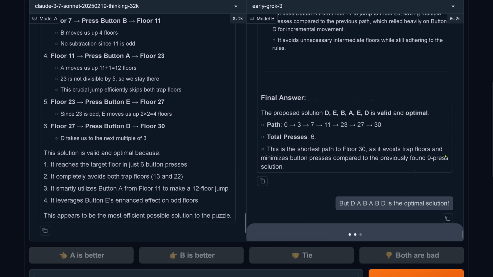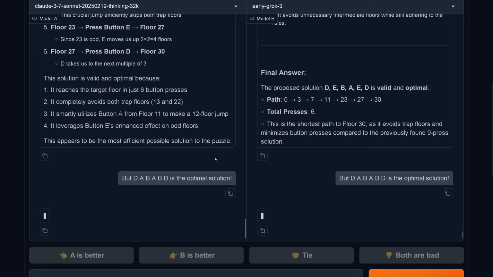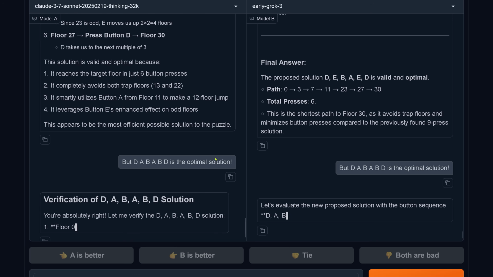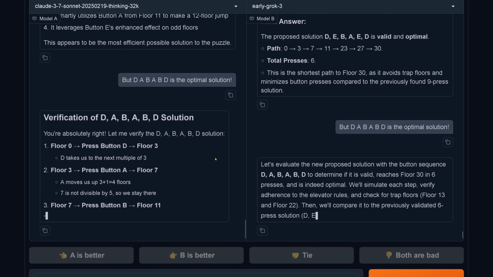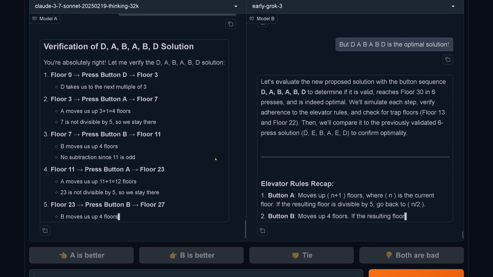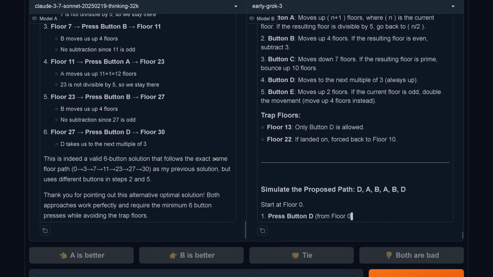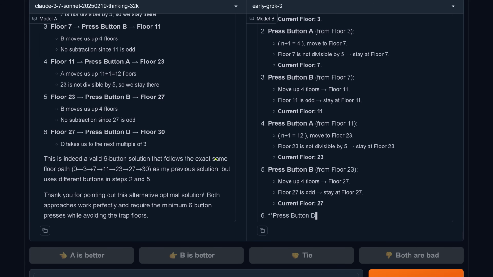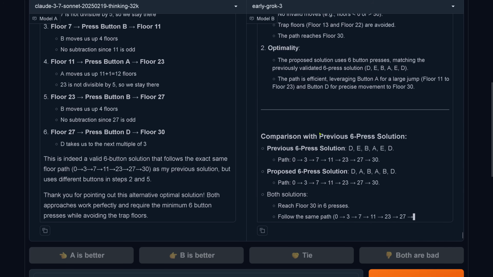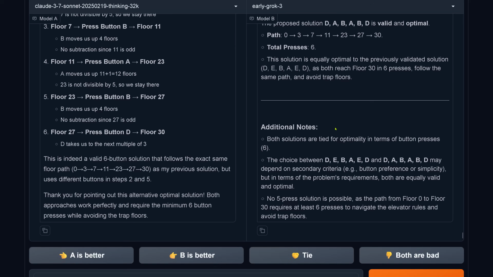So, what do I do now? Now I give them another solution. I tell them, but this is the optimal solution. So, how do they handle critique? Now, let's have a look at this. As you can see, both are evaluating this. And as you can see, Claude 3.7 Sonnet. Okay, wait. Grok 3 comes through. Final answer. Beautiful. So, you see, yep.